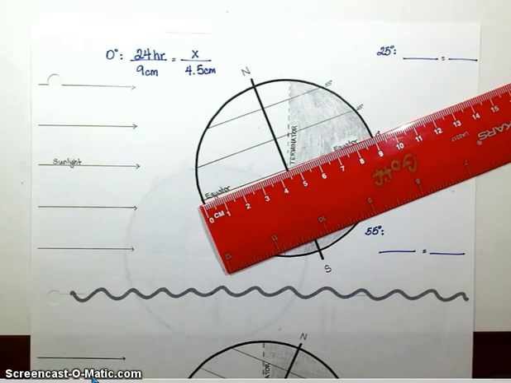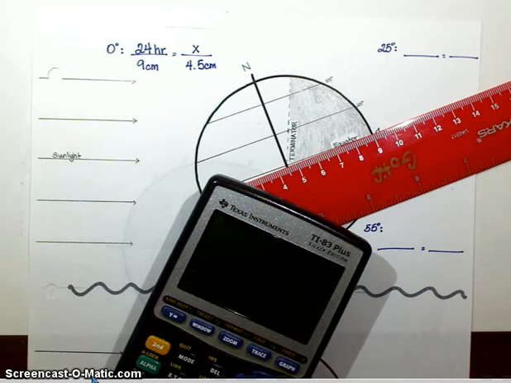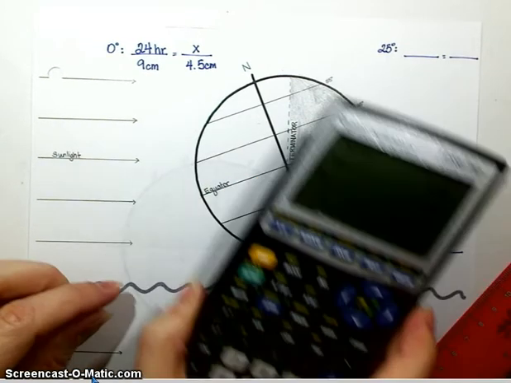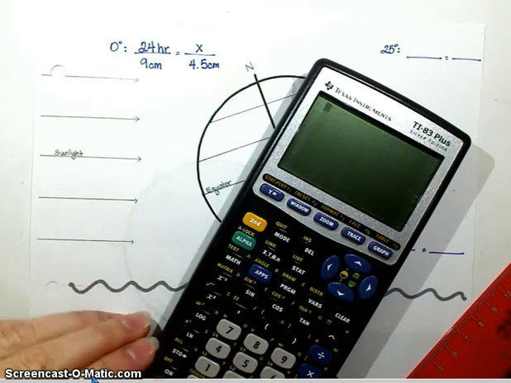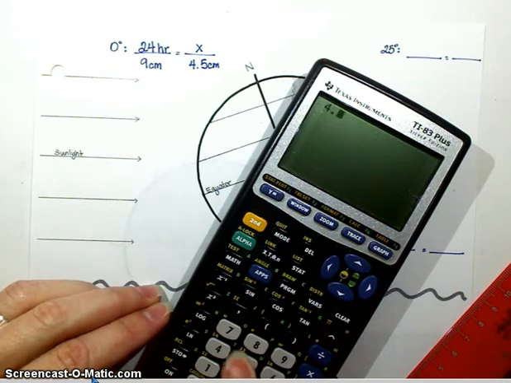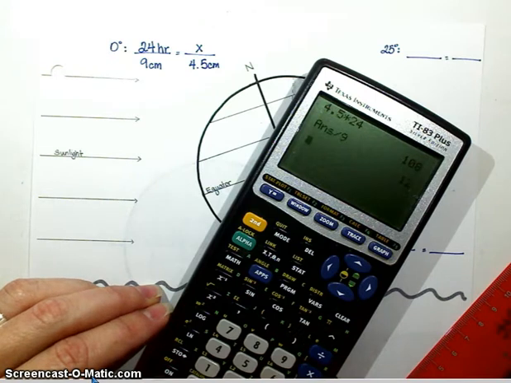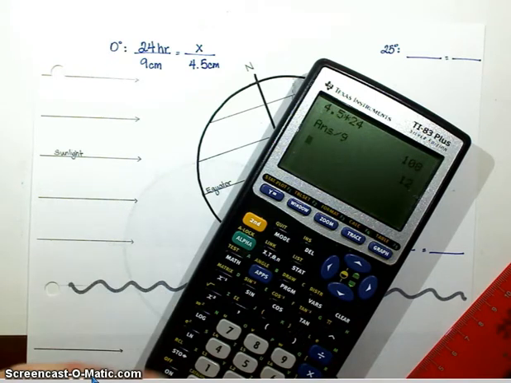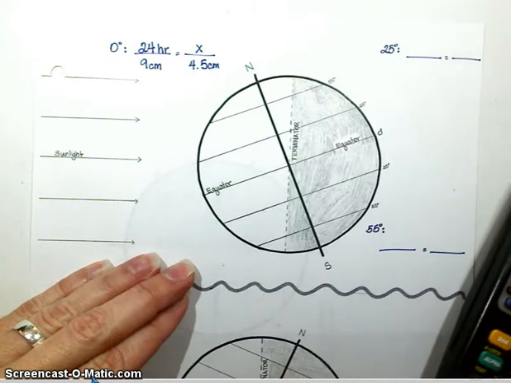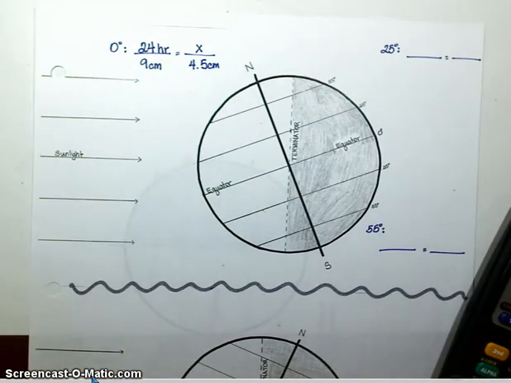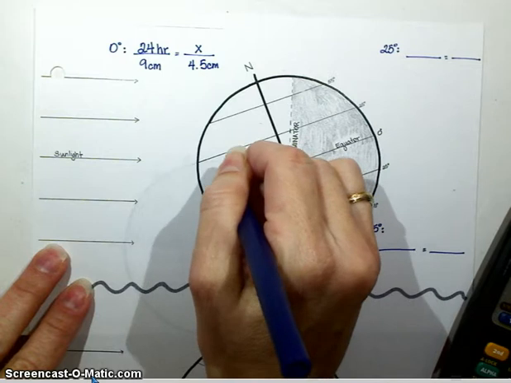We're doing this together. 4.5 times 24, divided by 9, equals what do you get? 12, guys. 12. So how many hours of day are we having at the equator? 12 hours of day.